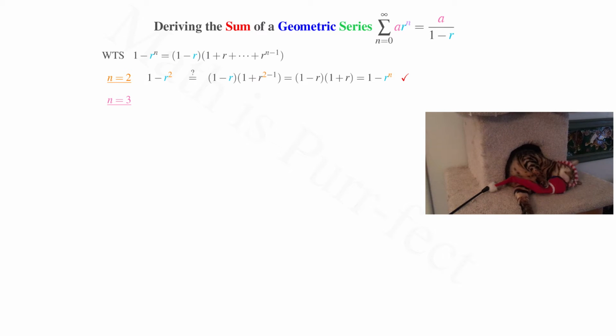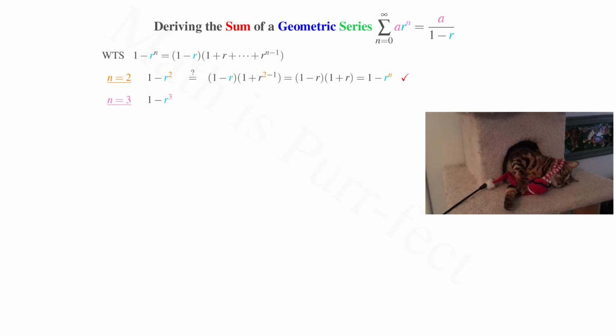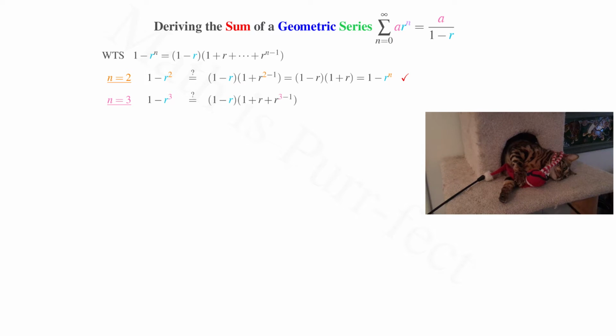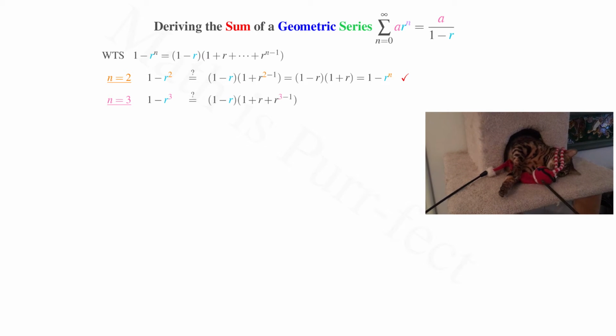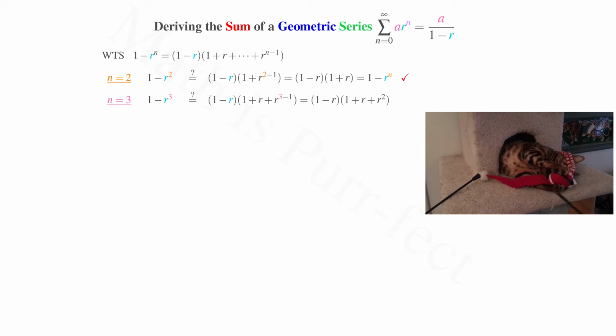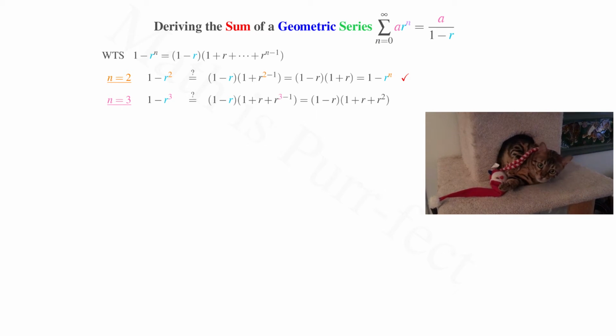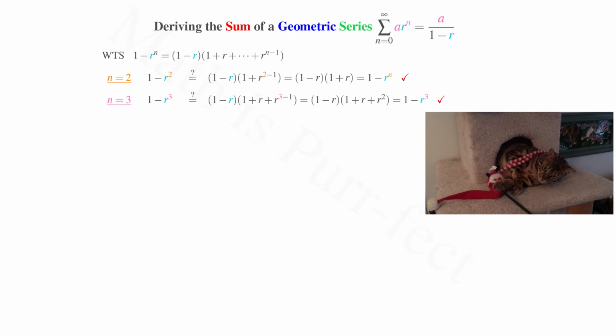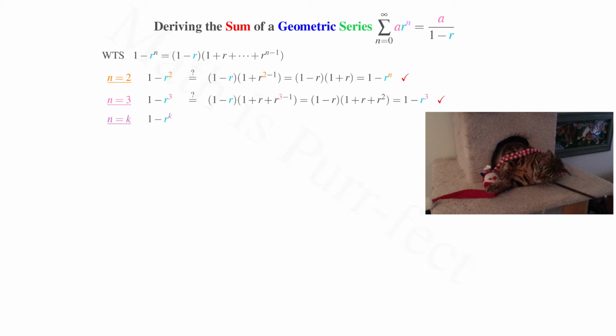Considering n equals 3, that is 1 minus r cubed, is this equivalent to 1 minus r times the quantity 1 plus r raised to the 3 minus first power, or 1 minus r times the sum of 1, r, and r squared? Well, this by definition is the difference of cubes, so yes, it is indeed 1 minus r cubed. Check mark.